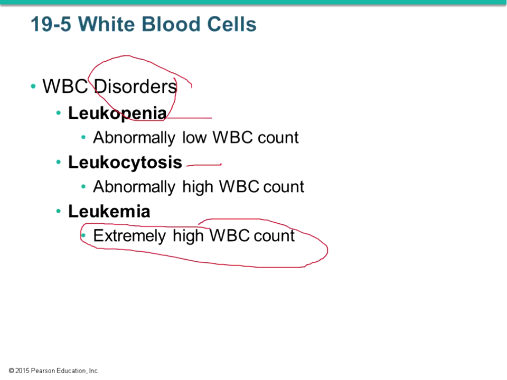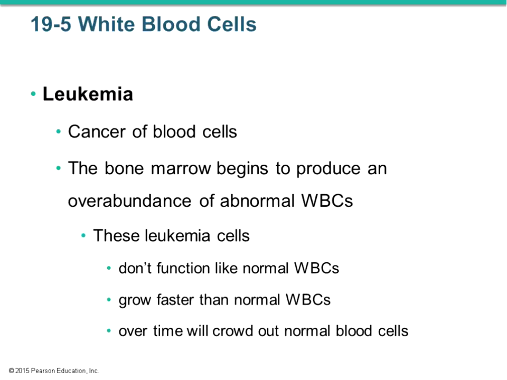But if you have an extremely high white blood cell count, you probably have what's called leukemia. And leukemia, you guys are probably familiar, is a form of cancer or cancer of these white blood cells. Basically, typically you have a genetic mutation of some kind where the blood cells are essentially manufactured abnormally. And not only are the white blood cells abnormal, but they produce too many of them.